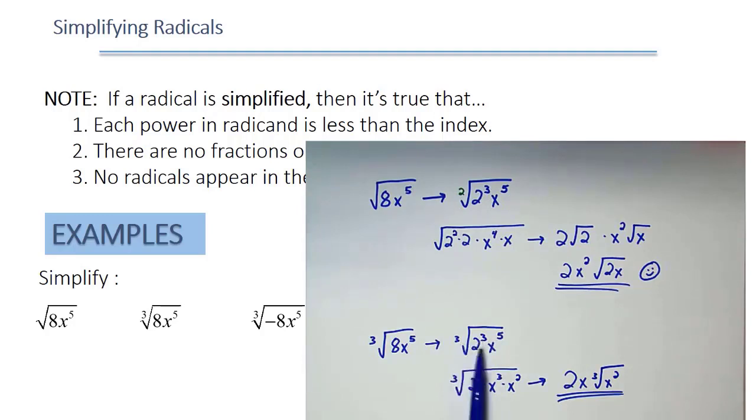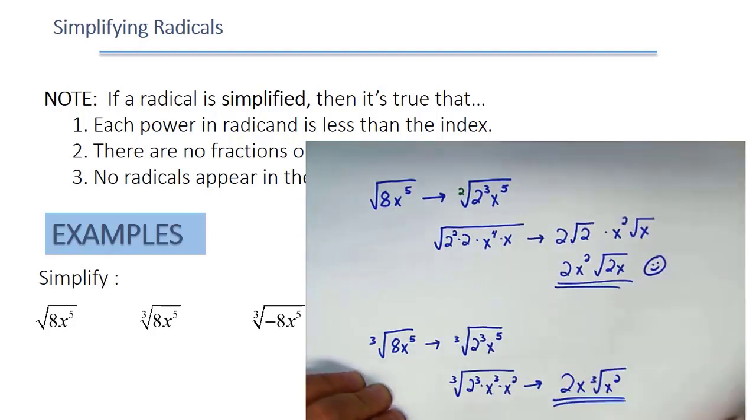The 2 has enough bail to escape. It slips out to the front. And x to the fifth has enough to make bail, and it pays it and escapes, but it leaves behind an x squared in the radicand. Let's take a look at one more with a negative sign.